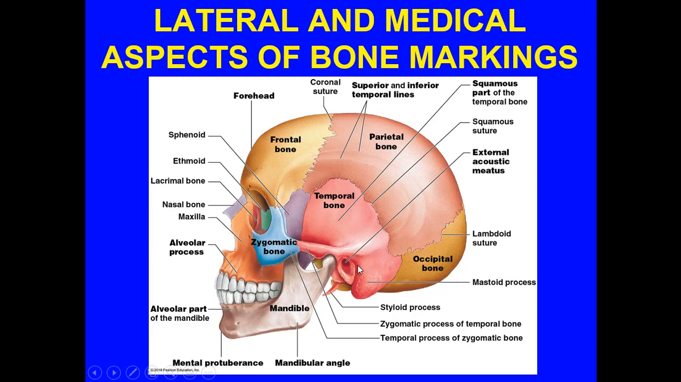You can see this over here. Here, as I said before, you have the temporal process. Here you have the zygomatic process. This is the temporal process for the zygomatic bone. This is the zygomatic process for the temporal bone. Here you have the mandibular angle. Here you have the mental protuberance, the alveolar part of the mandible, the alveolar part of the maxilla, where the teeth are located, okay? And of course, the external acoustic meatus. This is basically where you would have the auditory canal going into.